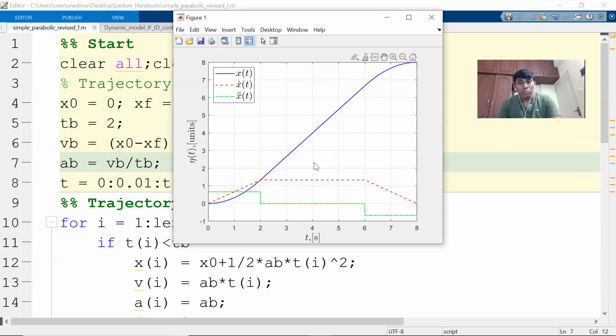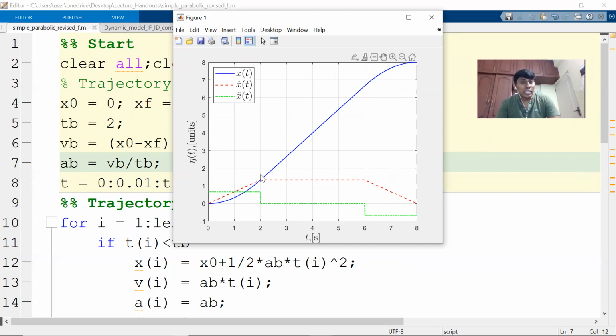It is not making any difference. So from this point to this point, you can see it is a straight line. After that, it is parabolic, and the beginning is also parabolic. So this is what the parabolic blend is. So this is the easiest one I feel.